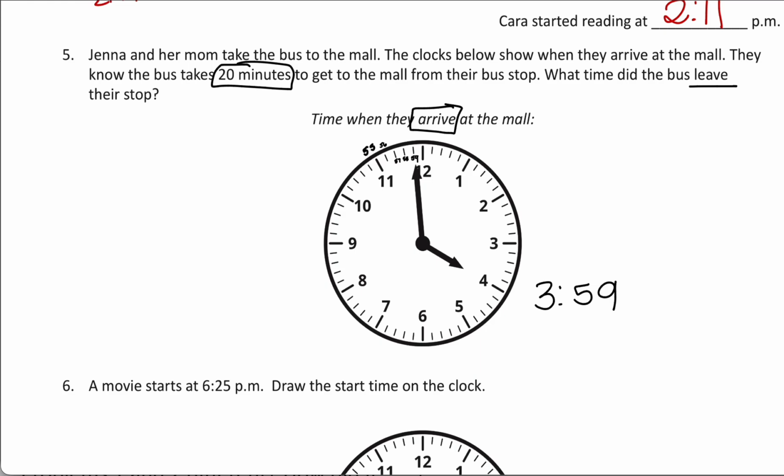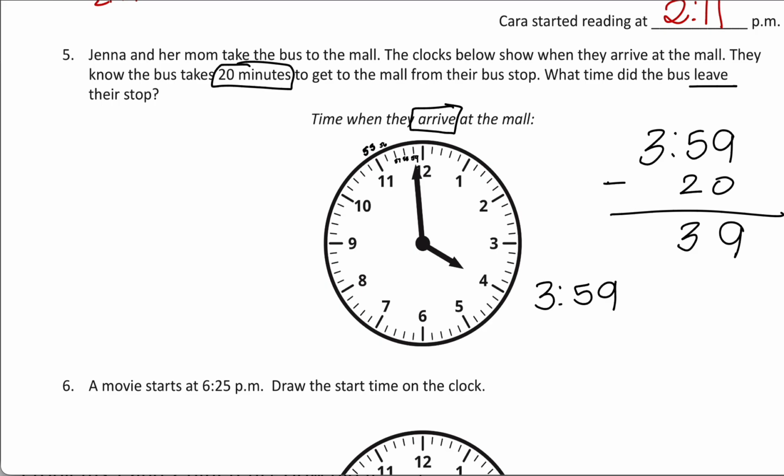Okay, so you can do this in a standard way. You can say 3:59 minus 20. Okay, so we know that 3:59, we're going to subtract here, and we're going to do 9 minus 0, which is 9, 5 minus 2, which is 3, and then you drop down your time dots, and you get 3:39. Let's double check our work with a number line.